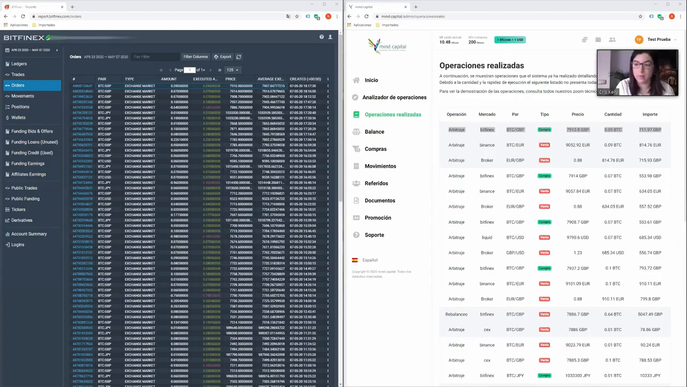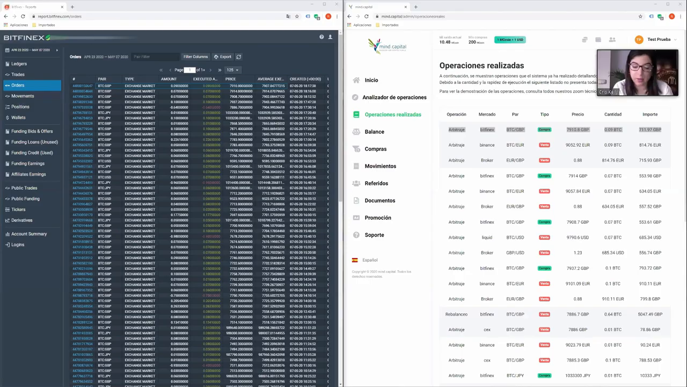Okay. But it could be possible in the future. It could be possible, very good. Now, MindCapital makes transfers by USDT blockchain, Omni, but this is very difficult. It would be easy for us. I don't know who asked, but very good question.